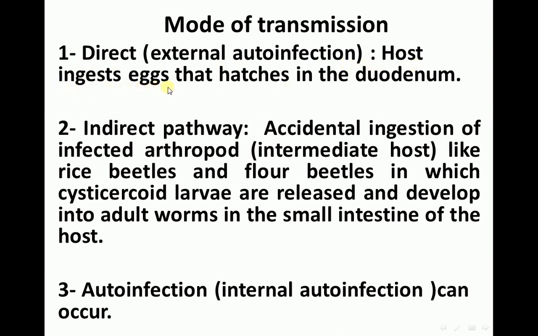Host ingests eggs that hatch in the duodenum. Indirect pathway: it is accidental ingestion of infected arthropods, which are intermediate hosts, like rice beetles and flour beetles, in which cysticercoid larvae are released and develop into adult worms in the small intestine of the host. The third pathway in the transmission is autoinfection, internal transmission, which may occur.